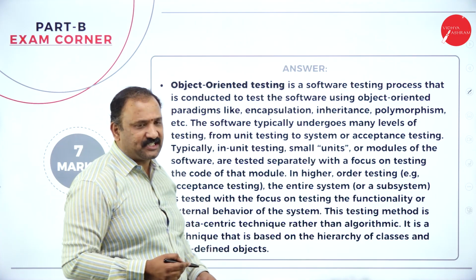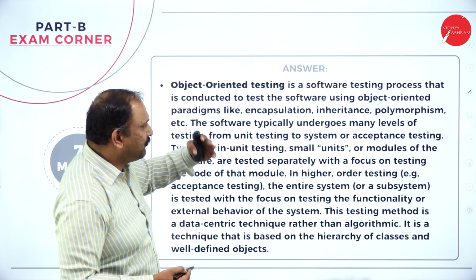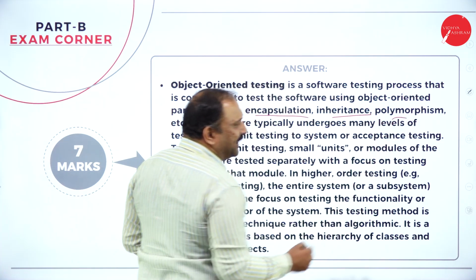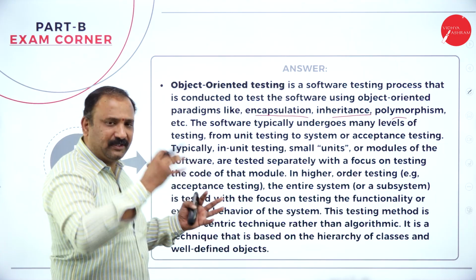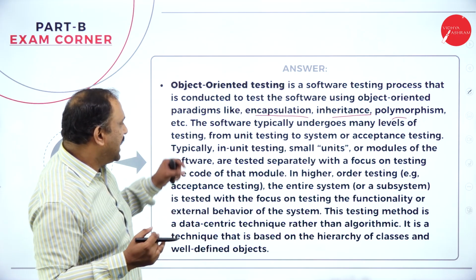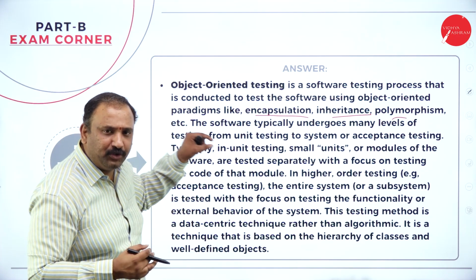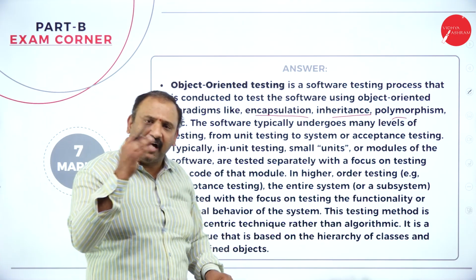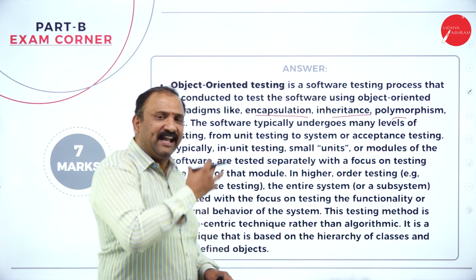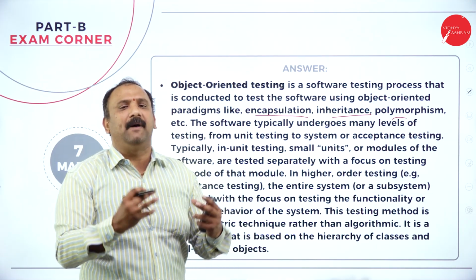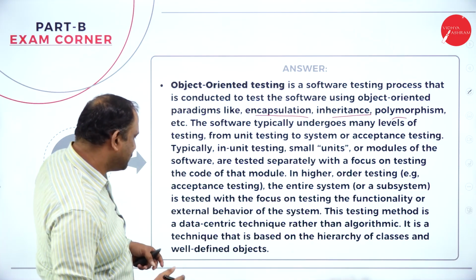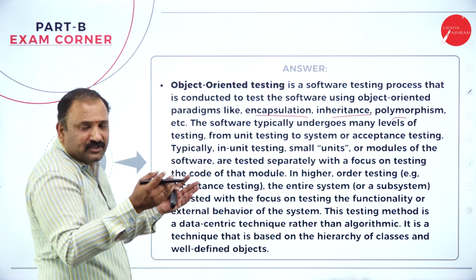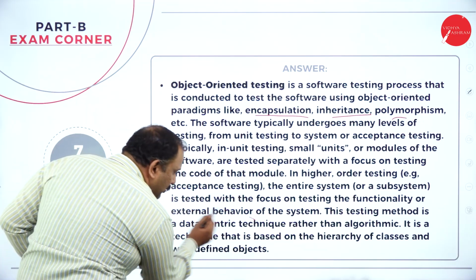Now, the object-oriented testing process is where software is treated as object-oriented, where we use methods like encapsulation, inheritance, polymorphism, what you would have studied in your basic computer science classes. And here we start from the level of unit testing, go to the subsystem and then to the system-based testing. In a higher order of testing, the entire system is brought into the picture, combined, integrated and tested. This testing method is data-centric rather than algorithmic, where we don't just go with the algorithm altogether.